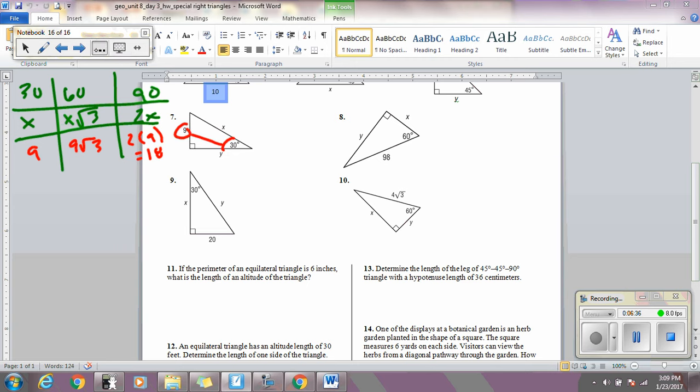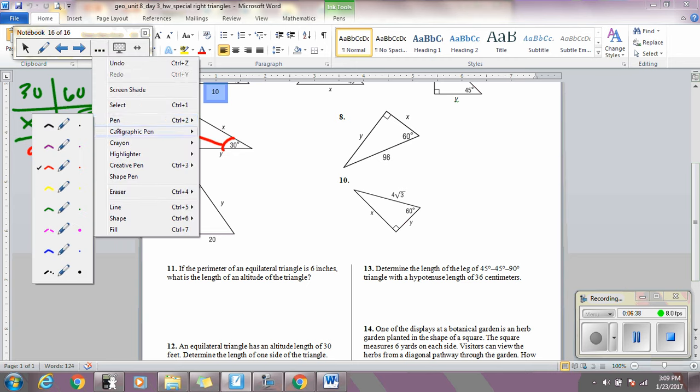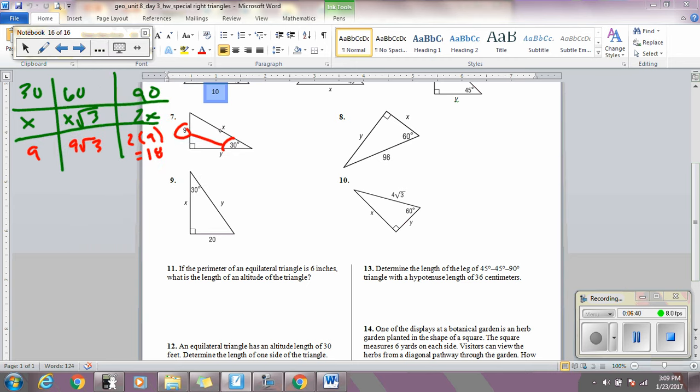And now go back and look at the picture and answer the question. So this missing angle has to be 60. Across from 60 is y. So y is 9 root 3.